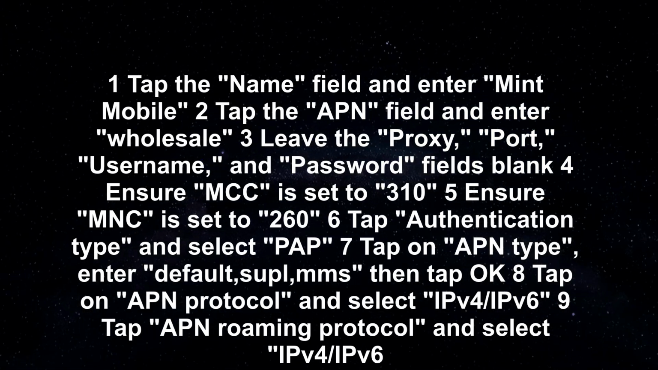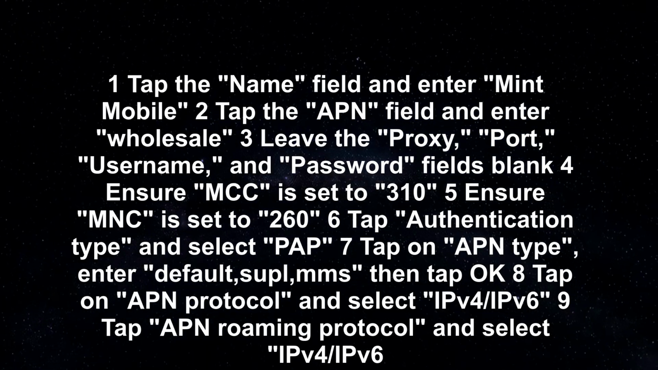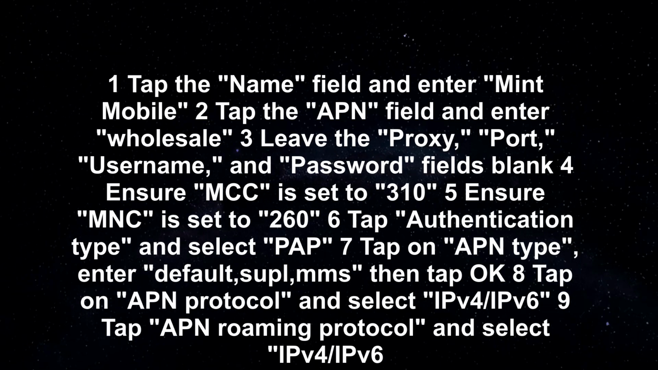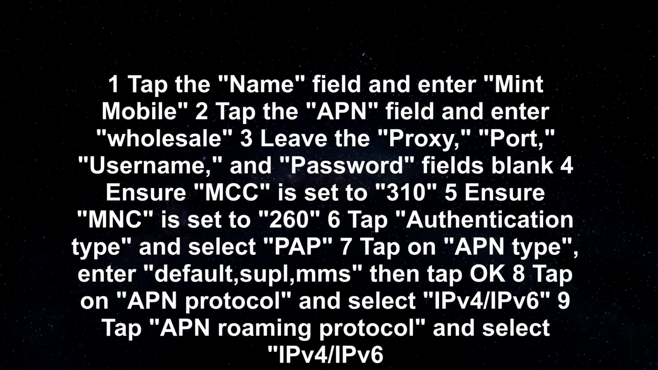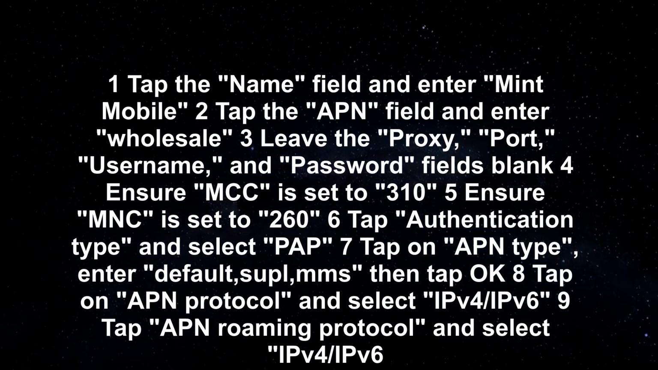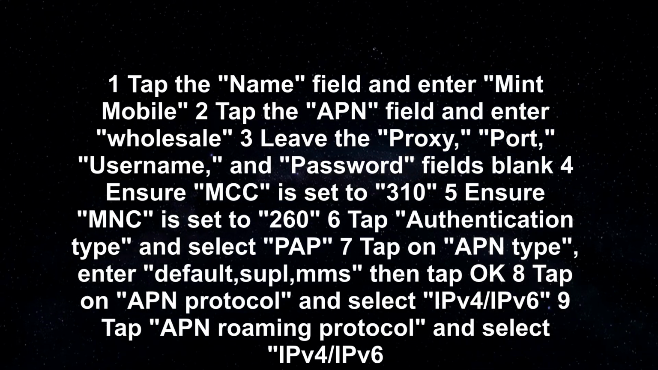6. Tap authentication type and select PAP. 7. Tap on APN type. Enter default, SUPL, MMS, then tap OK. 8. Tap on APN protocol and select IPv4, IPv6. 9. Tap APN roaming protocol and select IPv4, IPv6.